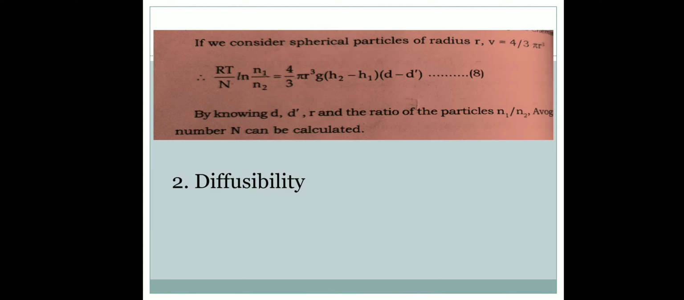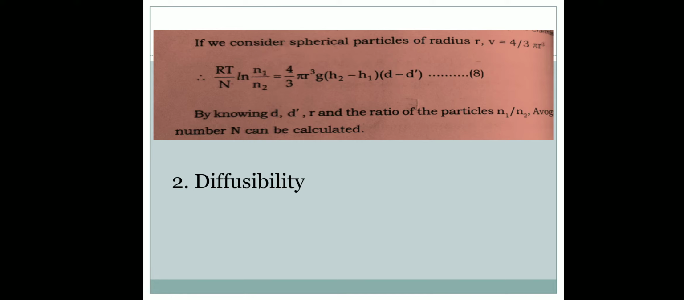By considering the volume of the spherical particle having radius r, V is equal to 4 by 3 pi r cubed. Then RT by N, ln N1 by N2 is equal to 4 by 3 pi r cubed g (h2 minus h1)(d minus d dash). By knowing the values of d, d dash, R and the ratio of the particles N1 by N2, Avogadro's number can be calculated. The next property is diffusibility.